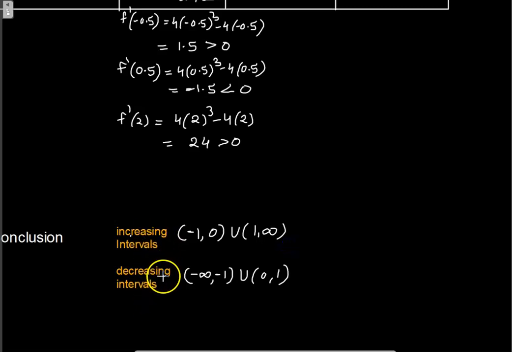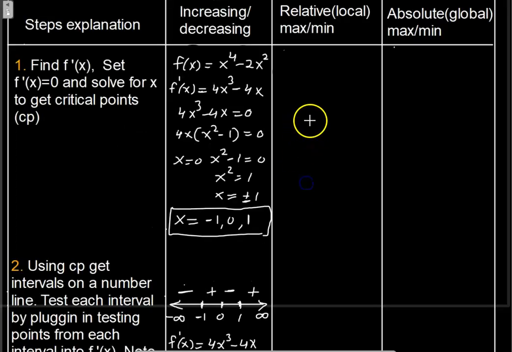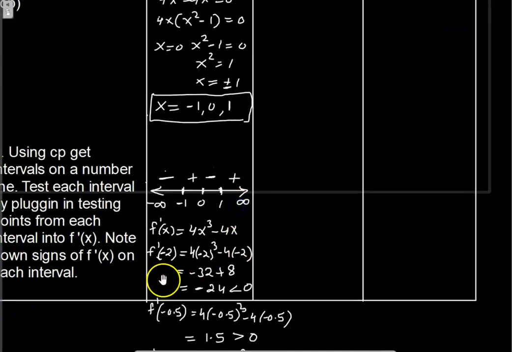Next, we are going to find local maxima and minima. For that, both the two steps would be exactly the same. For the first step, we find the critical points in the same way, and we would get the same critical points for the given function x to the 4 minus 2x squared.